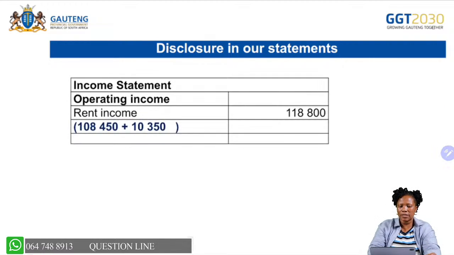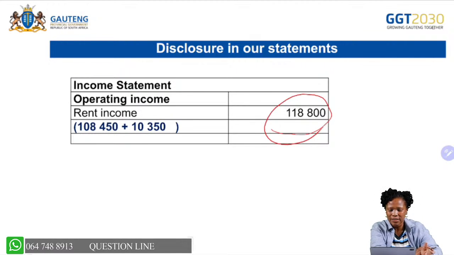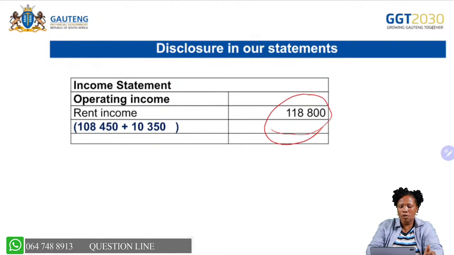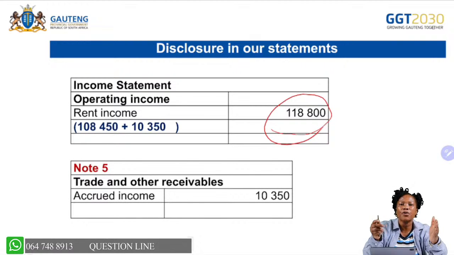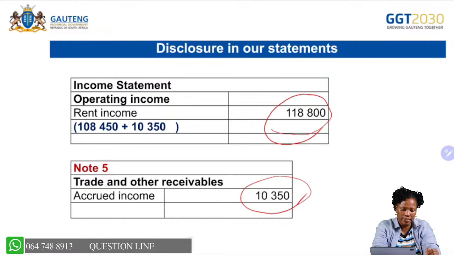This is how we're going to disclose this in our income statement. We're going to take 108,450 plus 10,350 because we haven't received that yet. And then that's going to give us the total. This is what we have earned as a business. We haven't received it, it's earned. Therefore, it must appear in our income statement. Let's see how it appears in our balance sheet or in our note number 5. Remember, in our note number 5, we will have only 10,350, which is an accrued income. I want you to go back and redo this calculation today before you forget it.